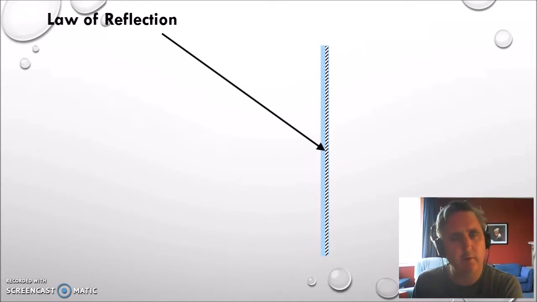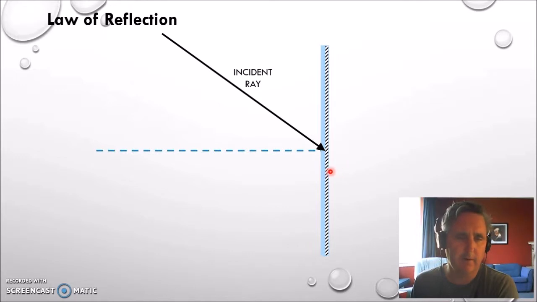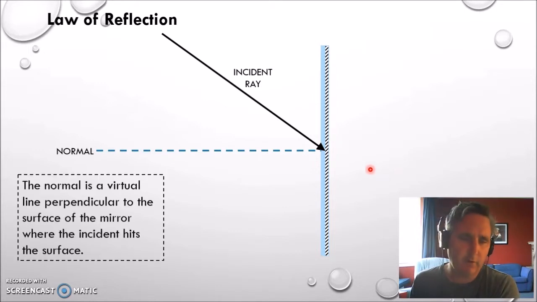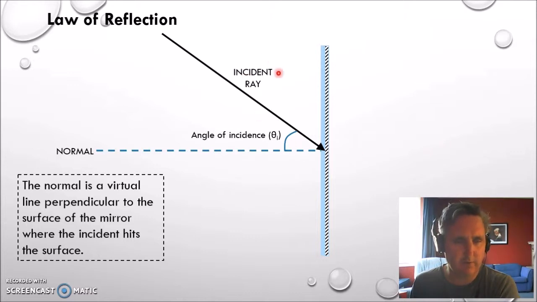The light ray that is going in towards a mirror is called an incident ray. Where the incident ray hits the mirror, we can draw an imaginary line that's 90 degrees, or perpendicular, to the surface of the mirror. This line we label the normal. We can also draw an angle between the incident ray and the normal. This angle is called the angle of incidence.